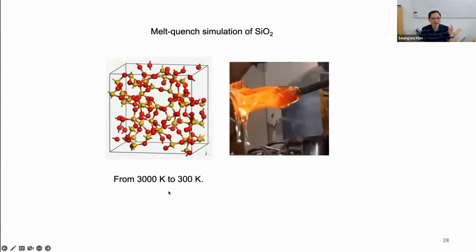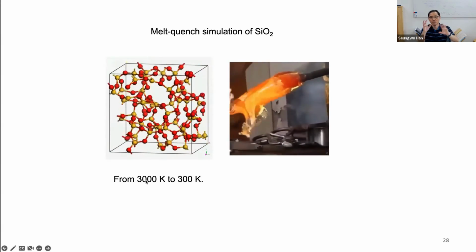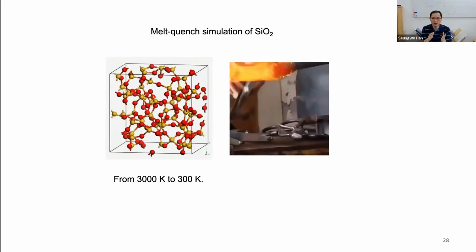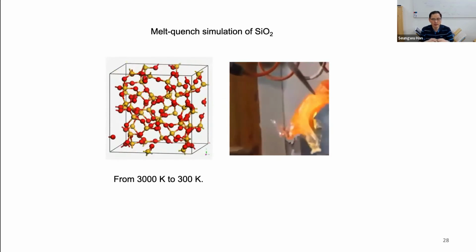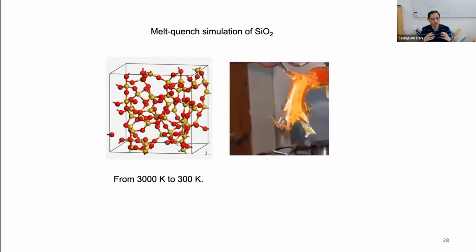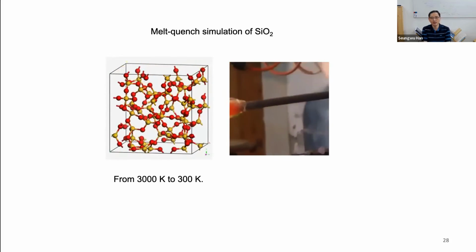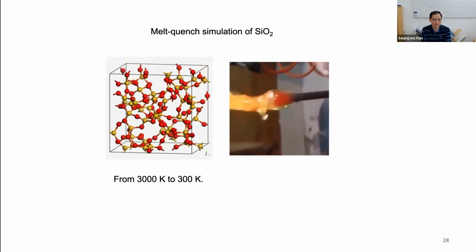Right. So in the high temperature liquid state, atoms are moving around, but as it cools down and passes through the glass transition temperature, then it solidifies into the amorphous structure. And finally, we can obtain the amorphous structure.